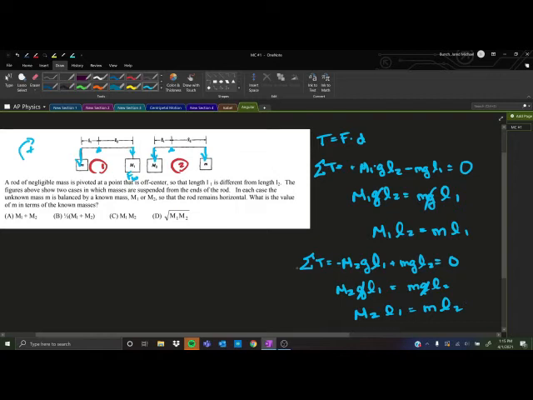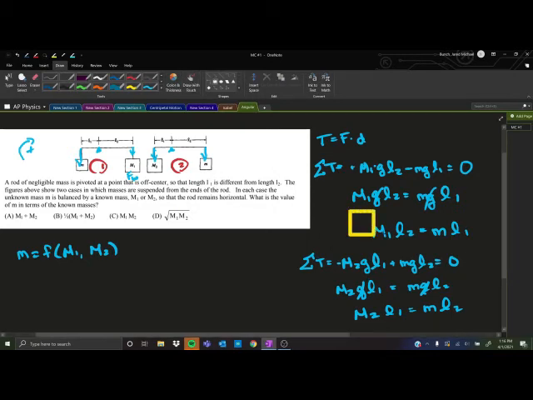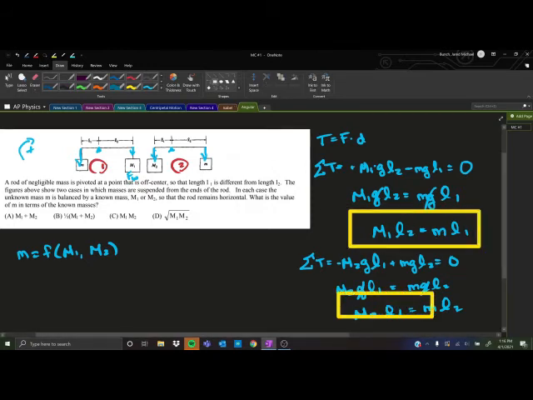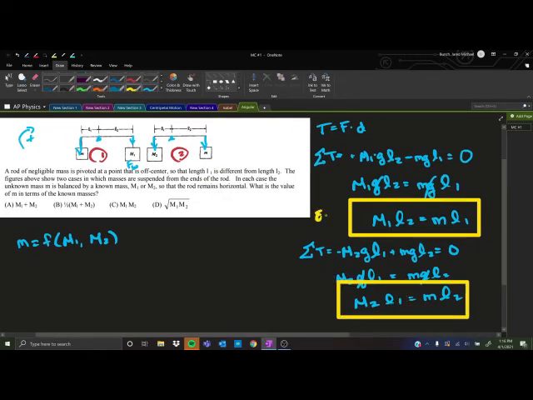And so they were asking us to find the value of the mass, the little mass m, in terms of the known masses. So we need the mass as a function of m1 and m2. So if we look at these, we have two equations here as of right now. We have equation 1 from the left-hand side case, and we have equation 2 right here. So I'm just going to label this EQ1, and this is EQ2.